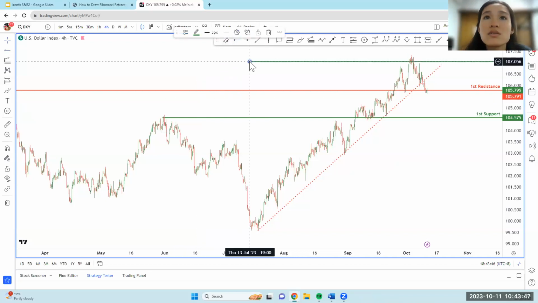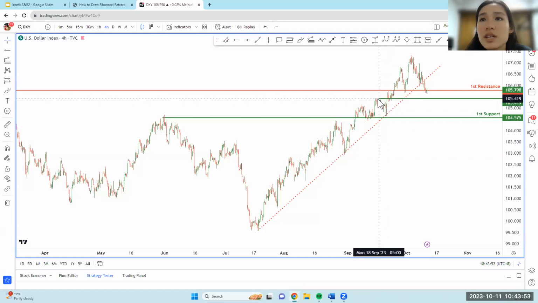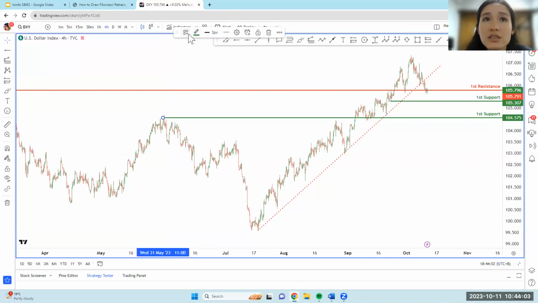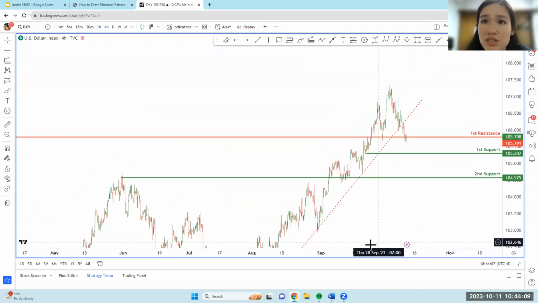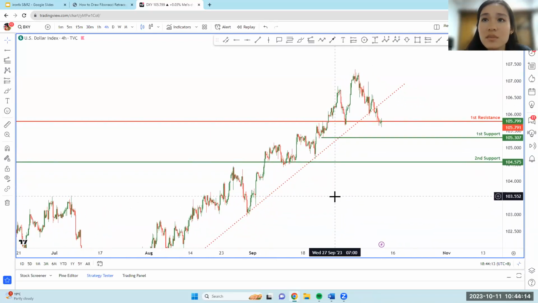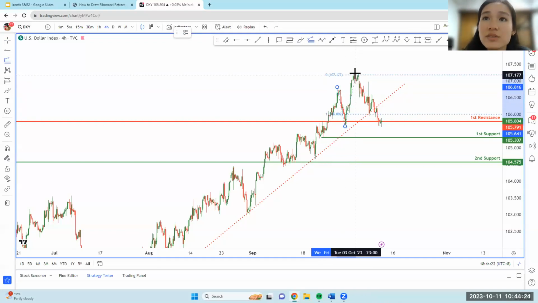Let's see if there are any levels that are closer. Okay, I'll just leave my first support here at this swing low and then change this to second support because this level is closer to my first resistance. Okay, now let's look at our Fibonacci levels again.